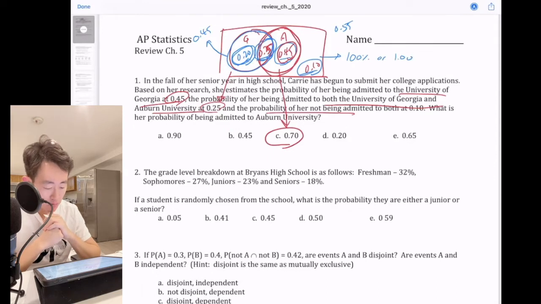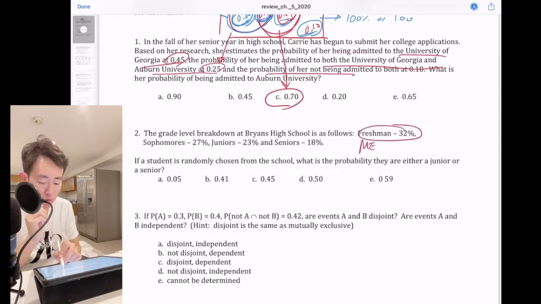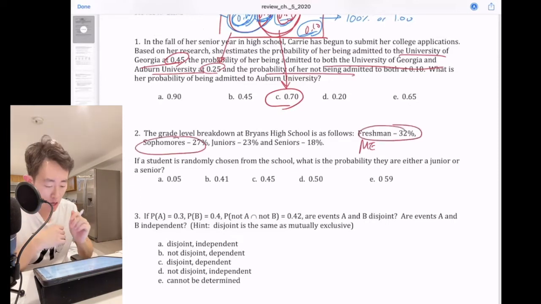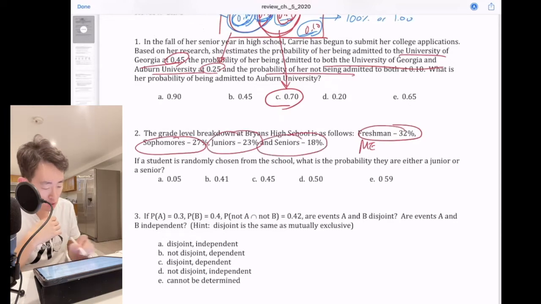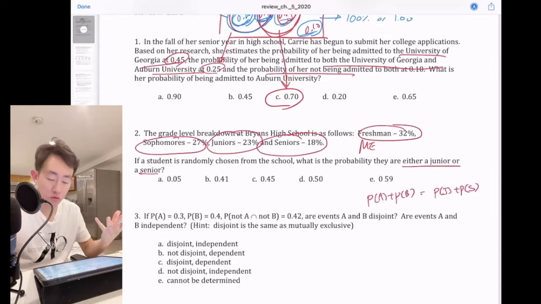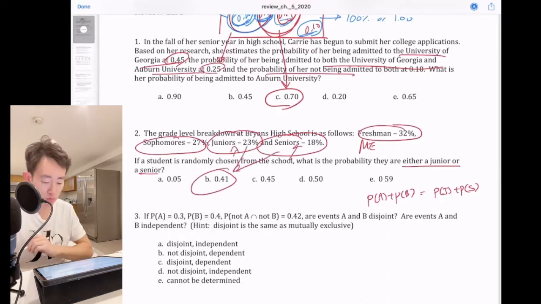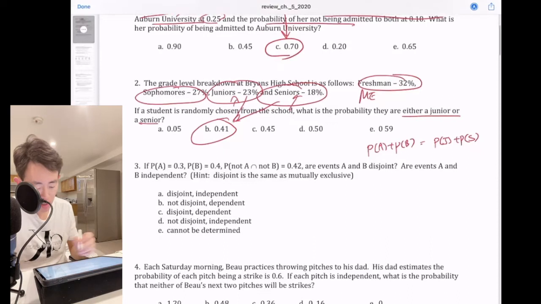The grade level breakdown at Bryan School: freshmen, sophomores, juniors, and seniors. If you take a look at the context of the question, this is obviously a mutually exclusive event. You can't be a freshman and a sophomore at the same time. Same goes with juniors and seniors. So if we're talking about either junior or senior, we can just do probability of A plus probability of B. In other words, probability of juniors plus probability of seniors. And yes, you can subtract the overlap, but there is no overlap because you can't be a junior and a senior at the same time. So adding these two up will give you 41% in total.